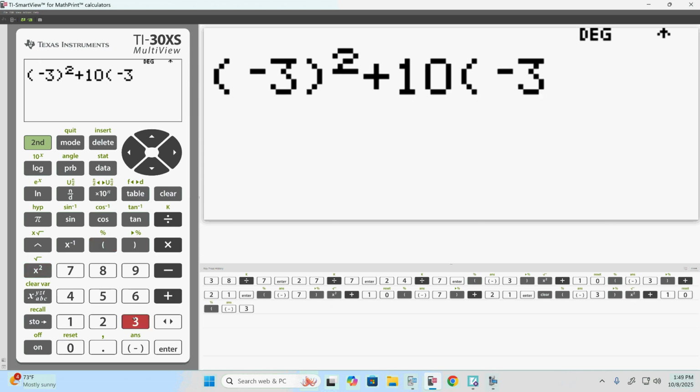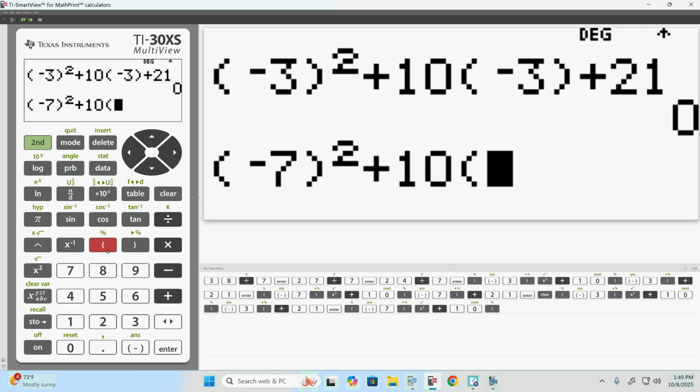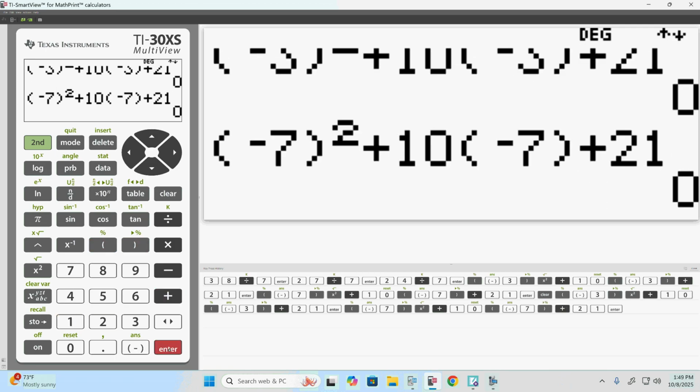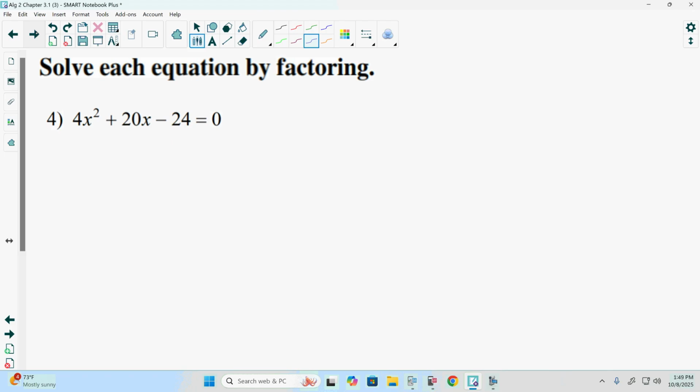Now, since there are no variables on that side, we can just plug it in. We would need to make sure that we put parentheses around the negative 3. So negative 3 squared plus 10 times negative 3 plus 21 does indeed equal 0. We can do the same thing with negative 7, and it would also give us 0. So that is telling us both of these are solutions, both of these work. Questions on any of this here? We ready for the next one?